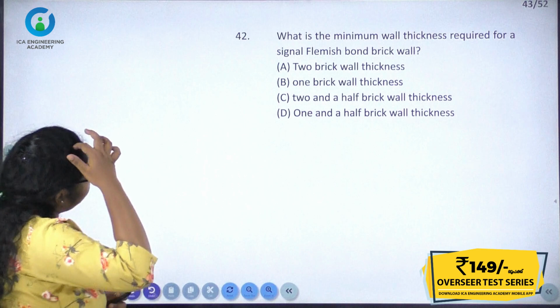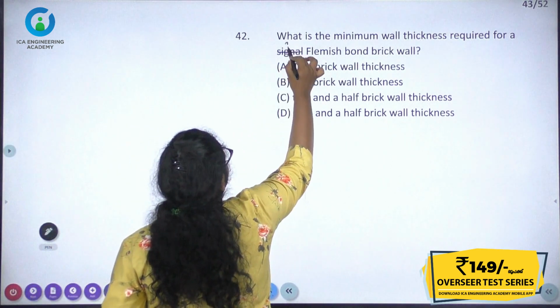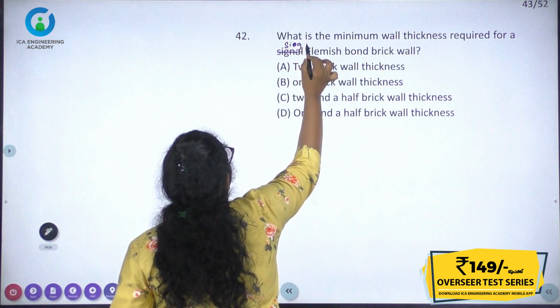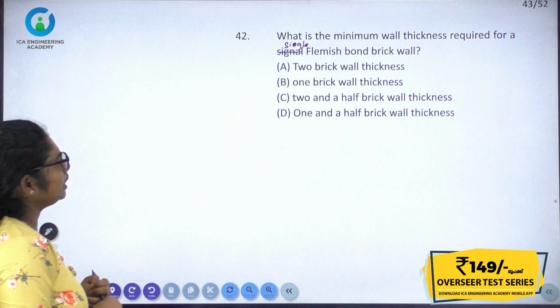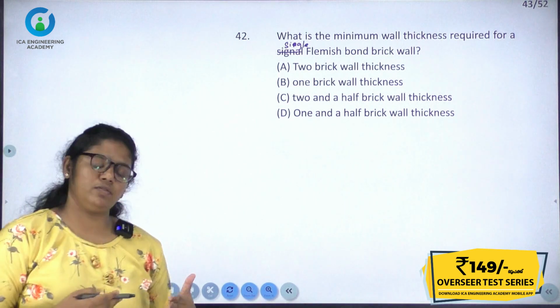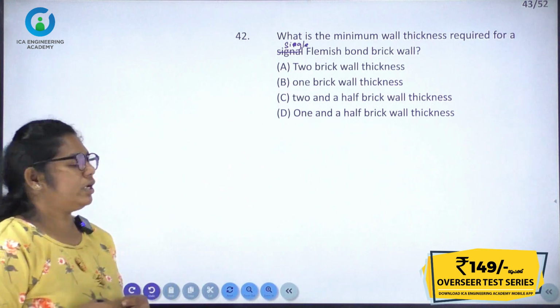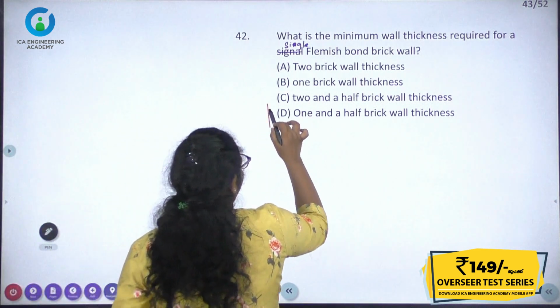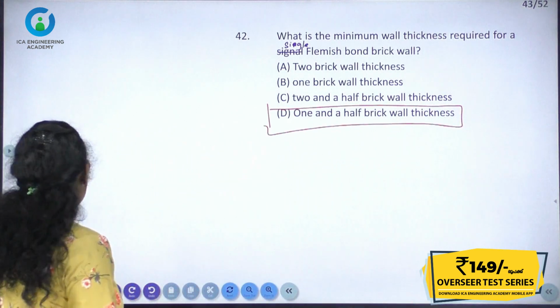What is the minimum wall thickness required for a single Flemish bond brick wall? In a single Flemish bond, the front side is Flemish bond and the back side is English bond. This is called 1.5 brick wall thickness. We can use this 1.5 brick wall thickness.